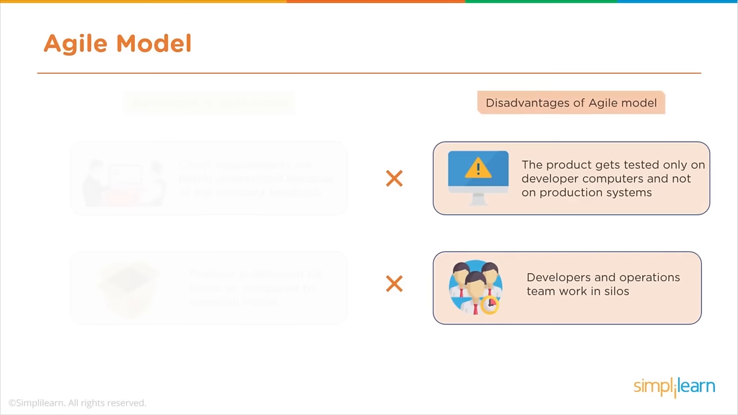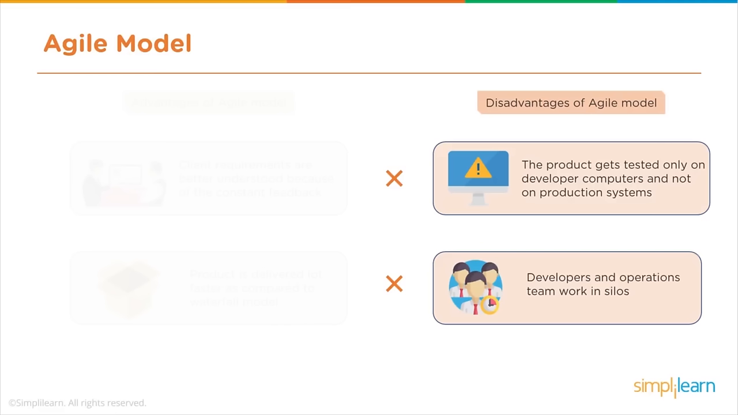However, there are also some distinct disadvantages. The product itself really doesn't get tested in a production environment. It's only being tested on the developer computers. And it's really hard when you're running Agile for the sprint team to build out a solution easily and effectively on their computers to mimic the production environment.